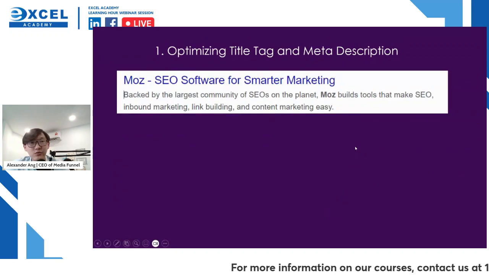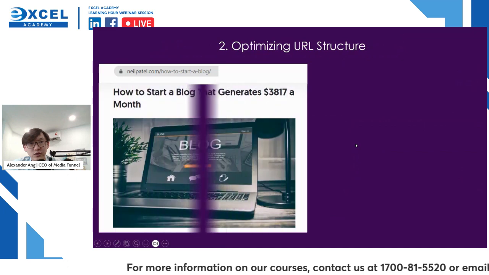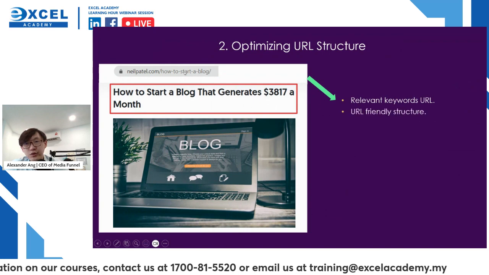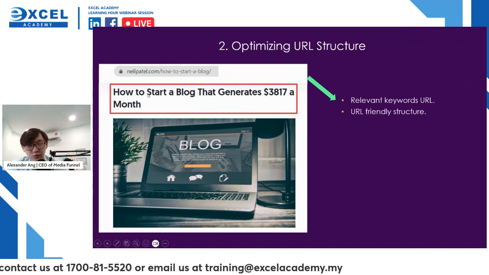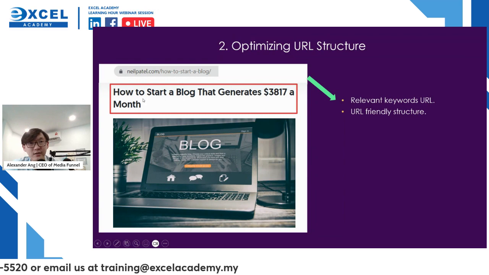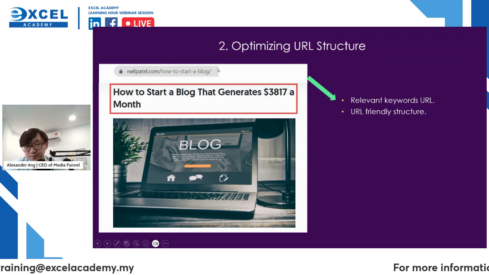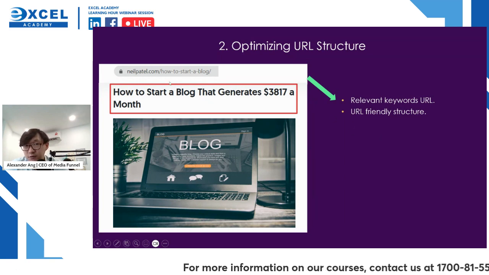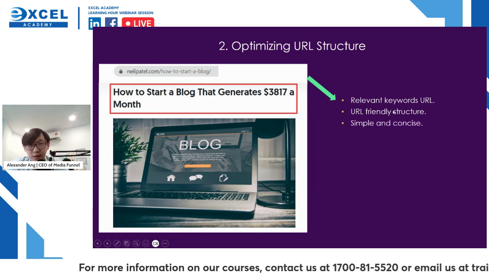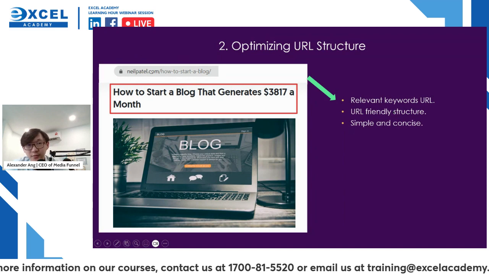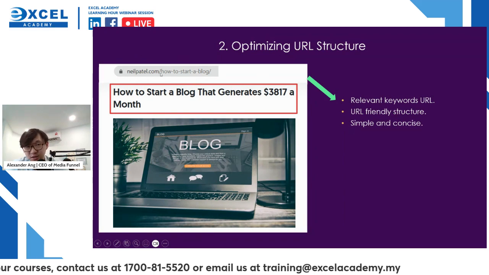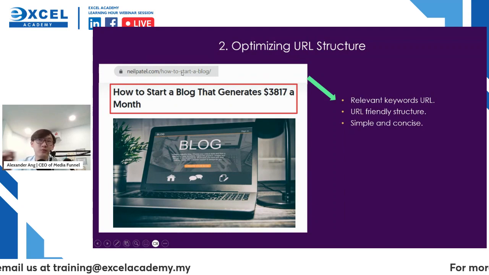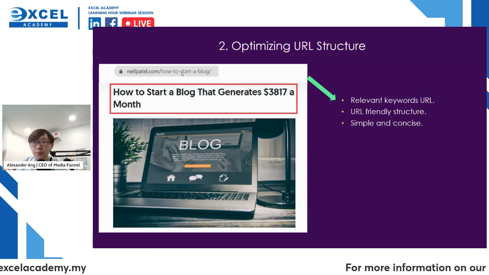Now, the other thing that you can do, let me show you, is to optimize your URL. You don't have to write exactly how to start a blog that generates 2817 a month. You can just put here how to start a blog. So it's a URL-friendly structure, with relevant keywords, simple and concise. Anything after the domain extension, after .com.my slash, that URL structure also tells Google what this is about.